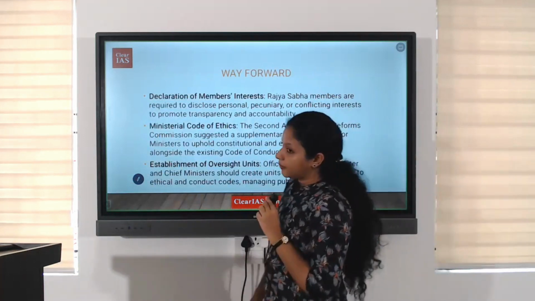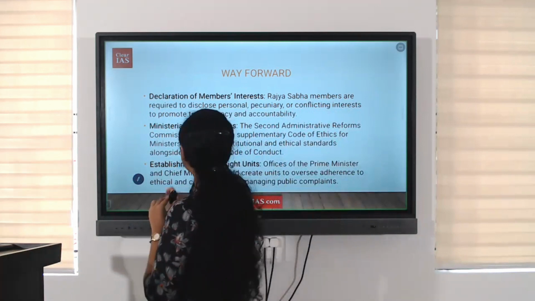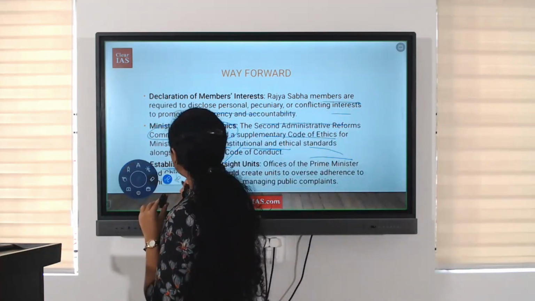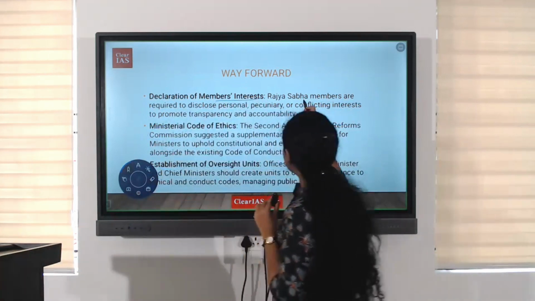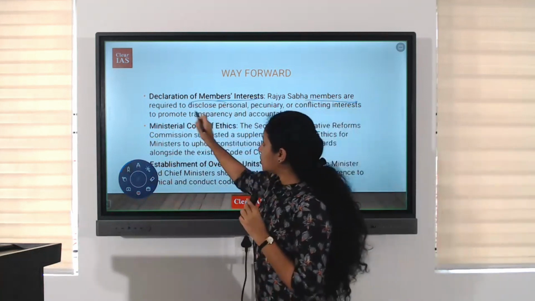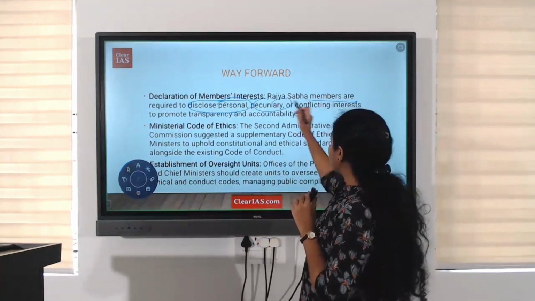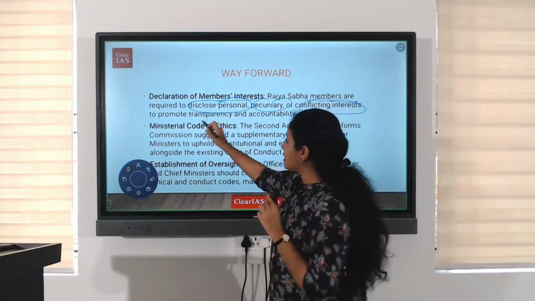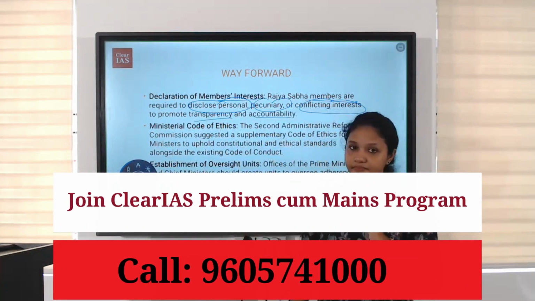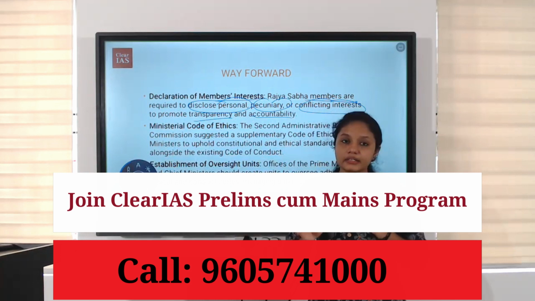Now, what could be the way forward? First one is declaration of members' interest. Rajya Sabha members are required to disclose personal, pecuniary or conflicting interests to promote transparency and accountability. Okay, what are their interests?